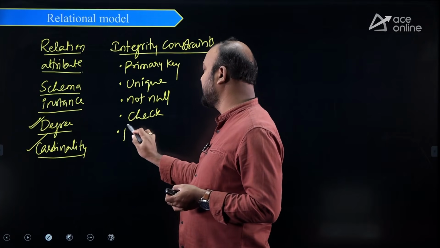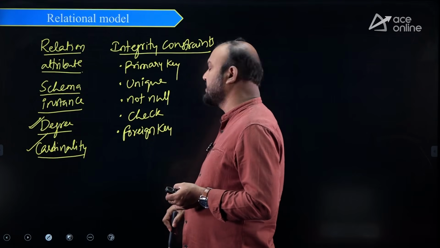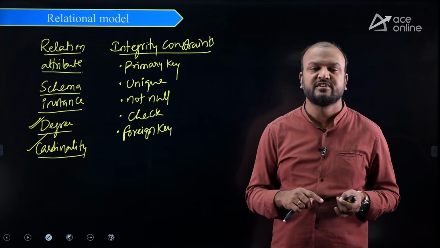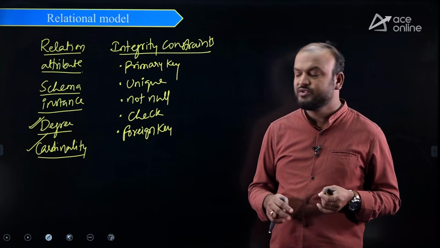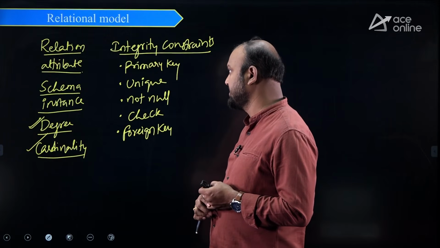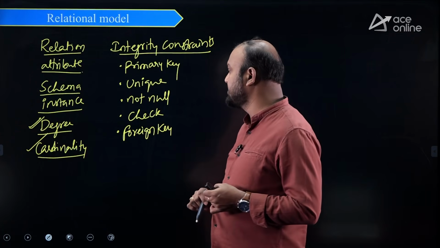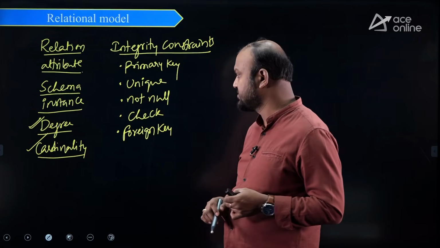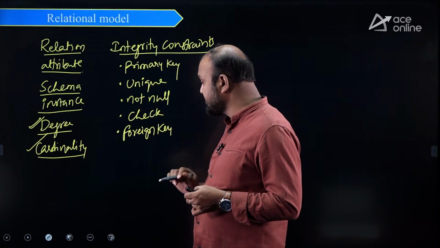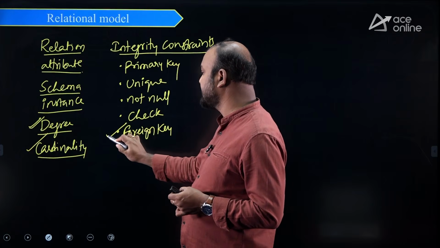And next we have foreign key constraints. What is a foreign key for? To show the relationship between two tables. To show the relationship between two tables, we use a foreign key constraint. So: primary key, unique, not null, check, and foreign key constraints. And questions were asked on foreign key constraints.